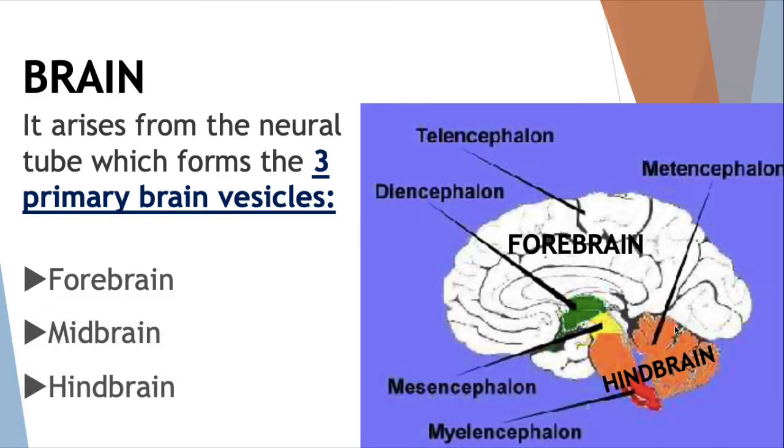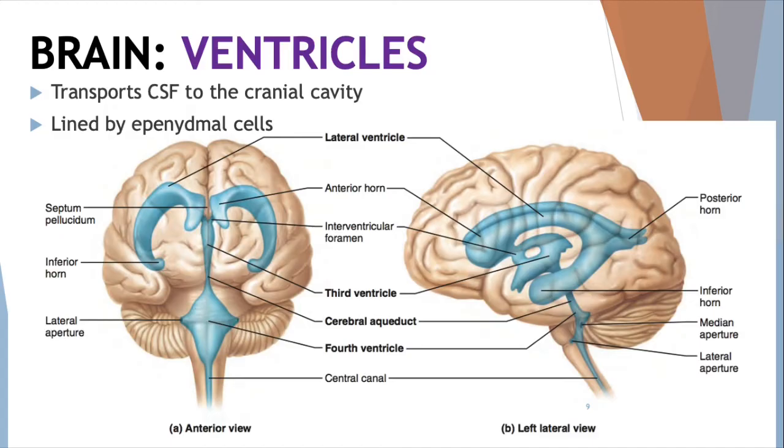Under the hindbrain, we have the metencephalon and the myelencephalon. It also forms the pons, the cerebellum, and the medulla oblongata. And then we have the midbrain. The midbrain remains undivided. Okay? Okay. Dito tayo sa ventricles.